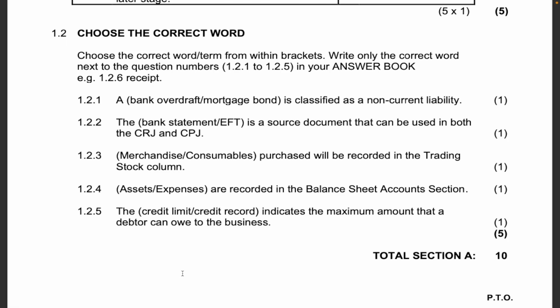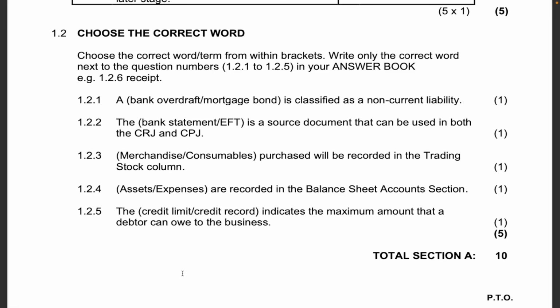So let's look at 1.2.1. A, either bank overdraft or mortgage bond, is classified as a non-current liability. Well, which one would it be? You'd know the answer if you know firstly what a liability is. A liability is money that you owe other people. That's as simple as I can put it.